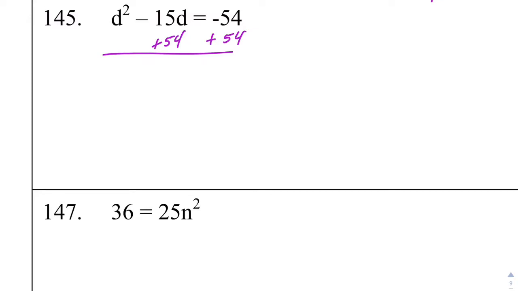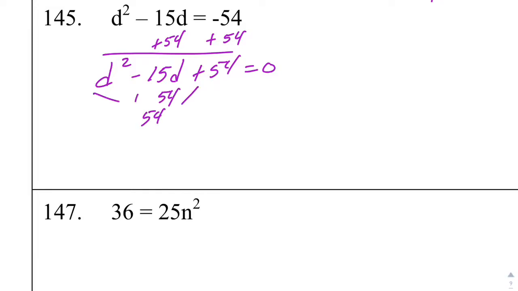Okay, so by moving the 54 back over, notice I'm not going to combine those. They're not like terms. I just keep them. So d squared minus 15d plus 54, and now it is equal to 0. So now I can factor. This looks a lot like the one we just did a couple problems ago. 1 times 54 is 54. So this is going to factor into d minus 7 and d minus 8. And the reason they're both minus this time is because that middle term is minus.